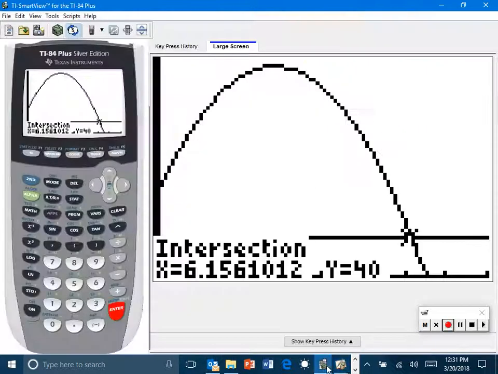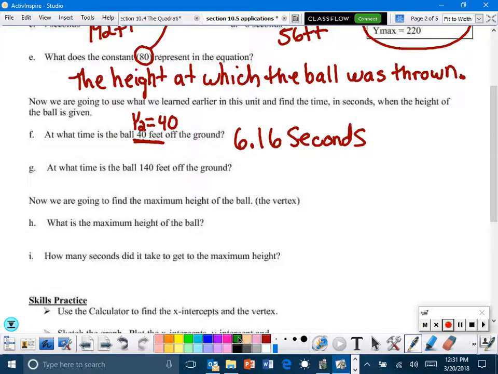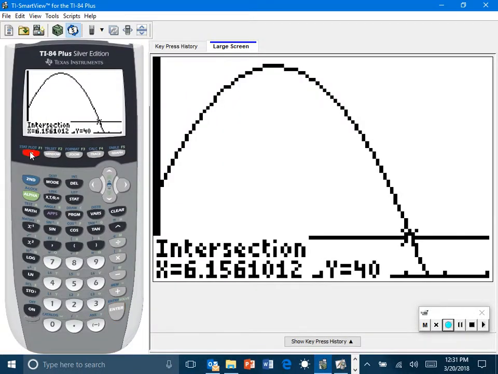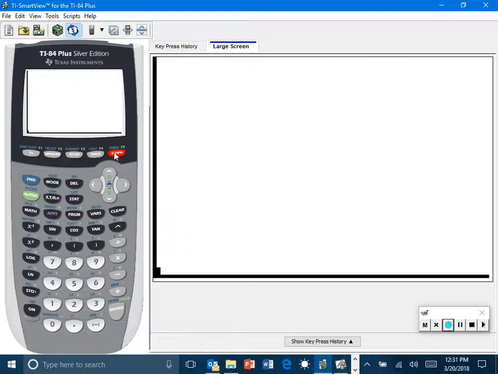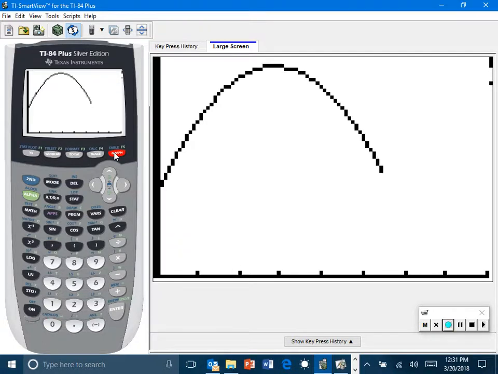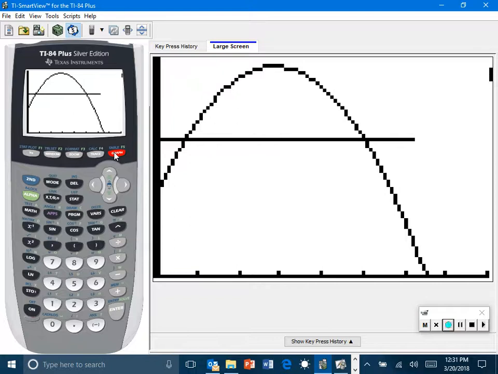The next question is, at what time is the ball 140 feet off the ground? So again, I'm going to go to y2 and put in 140. So that's going to draw a horizontal line. Here's the ball going through the air, and here comes 140. Aha! There are 2 spots where it's 140 feet. Once when the ball is going up and once when the ball is coming down.